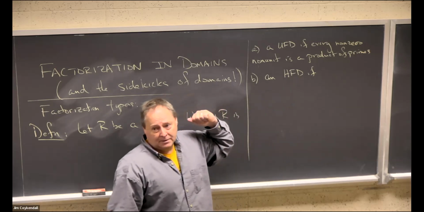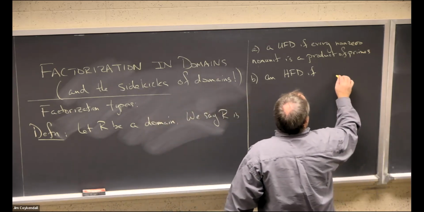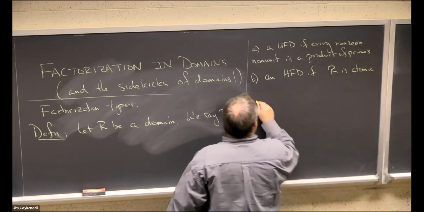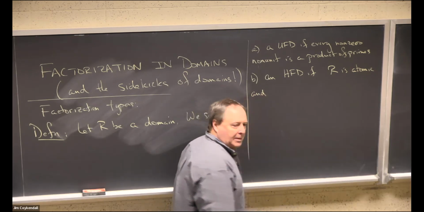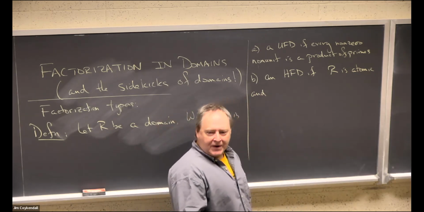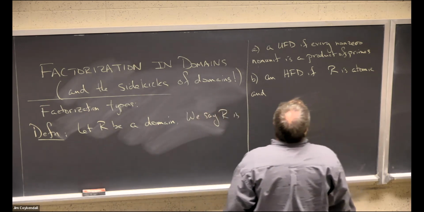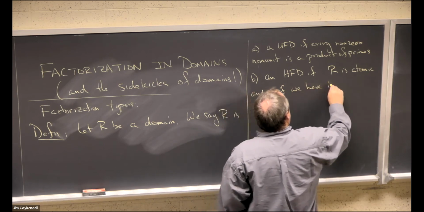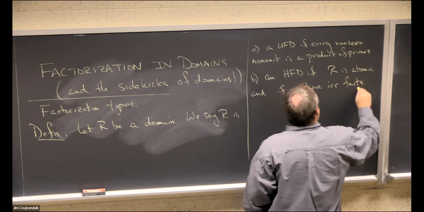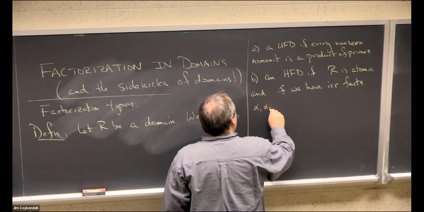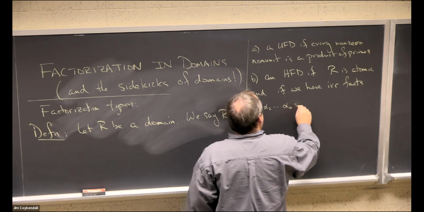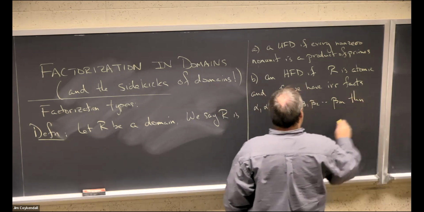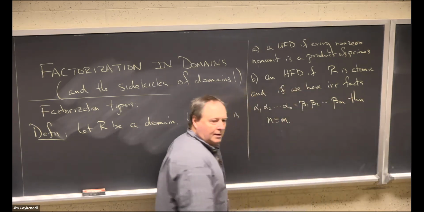or half factorial domain, if R is atomic. I'm going to make a definition after this; we defined atomic in class. R is atomic, and if we have irreducible factorizations alpha 1, alpha 2, ..., alpha n equals beta 1, beta 2, ..., beta m, then n equals m. So we've got equal length.